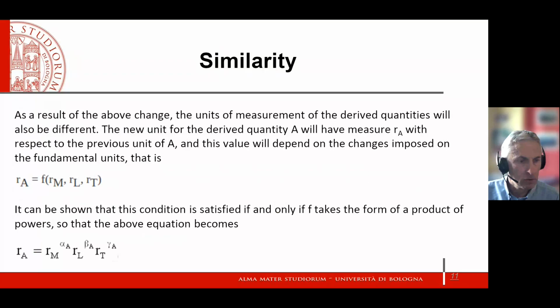Now, as a result of the above change, the units of measurement of the derived quantities, as we said, will change. And the unit for the derived quantity, say A, will have a measure RA, which is changed with respect to the previous unit of A. And this value will depend, you understand that, on the change imposed on the fundamental units. You see the first equation here. RA is a function of RM, RL, and RT.